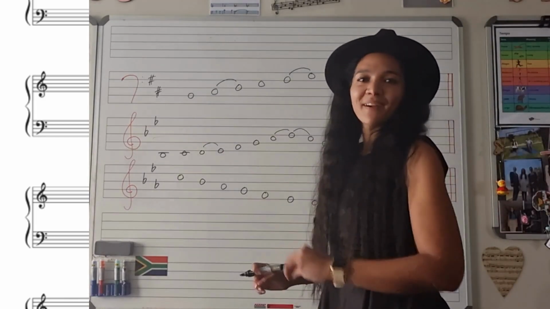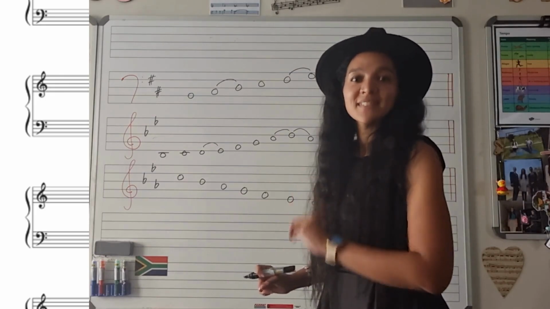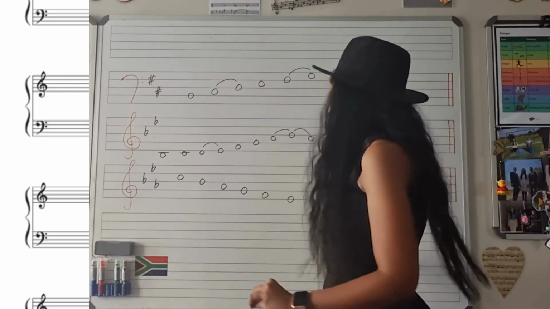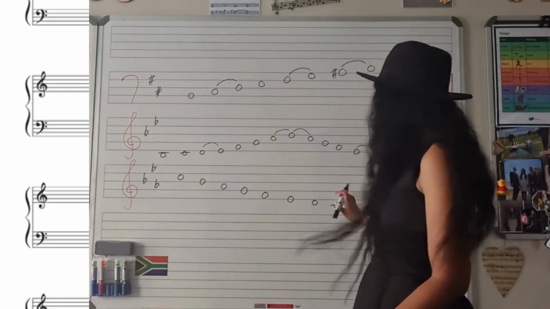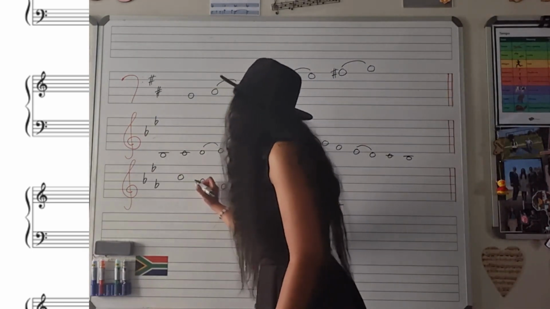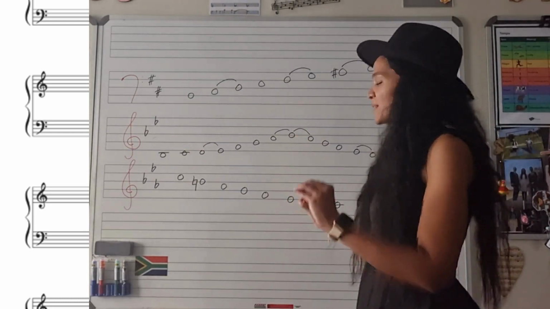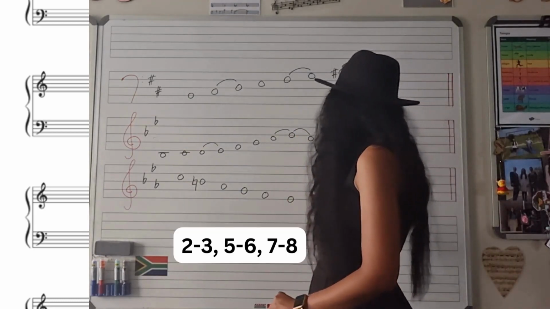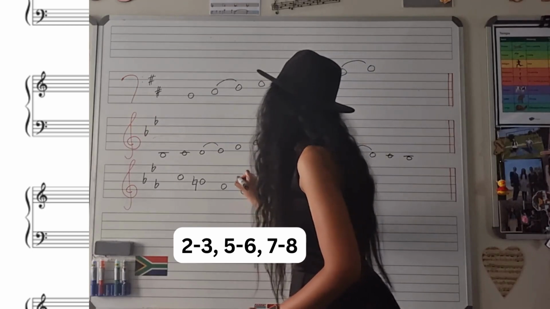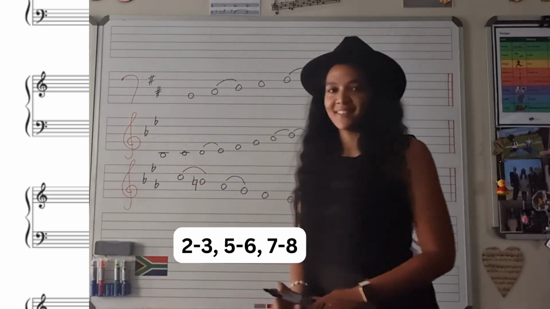And in a harmonic minor scale, what do we have to do? We have to raise the 7th degree. Now the 7th degree is the 7th degree up. So we count 1, 2, 3, 4, 5, 6, 7. And we have to raise this B flat to a B natural. And then we have to add in our semitones between 2, 3, 5, 6, as well as 7 and 8.